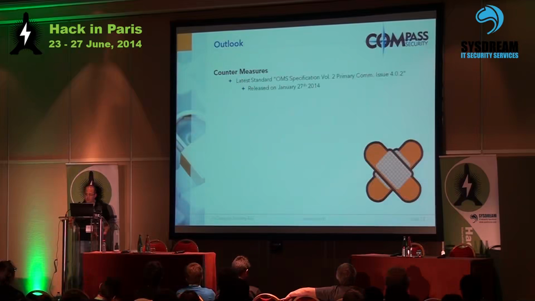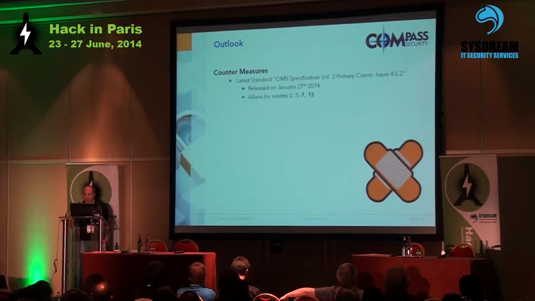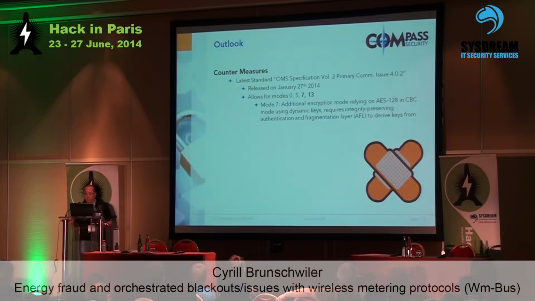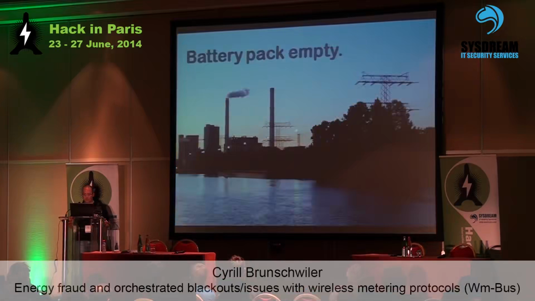But people have figured it out as well. They have published a new standard in January this year. They have 2 new modes, 7 and 13. Mode 7 requires some integrity layer, which does some CBC-MAC, I guess, and does rotate keys. It calculates keys dynamically, so it should be pretty fine. And they also figured, hey, we could use TLS 1.2 support for wireless M-Bus. So if you buy any meter, then please go for these 2 types of protocols. That's it. My battery pack is empty.